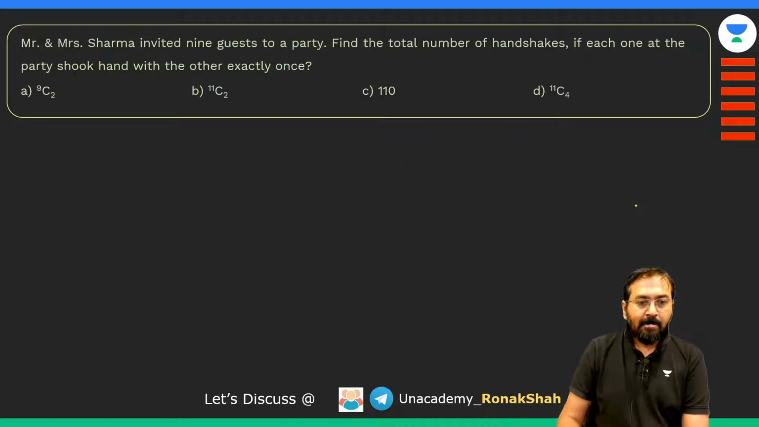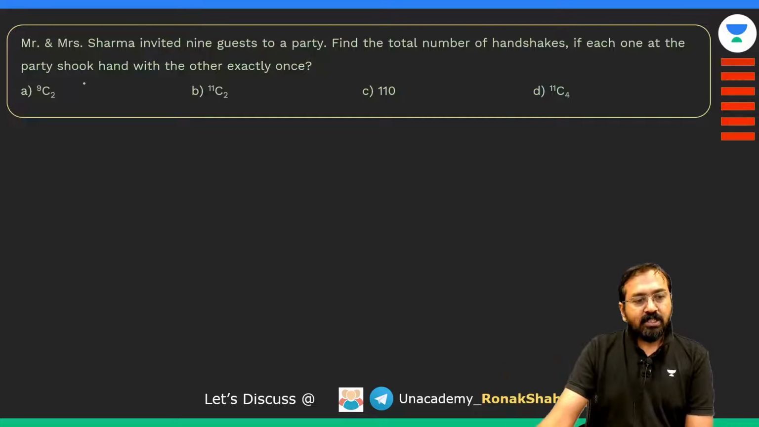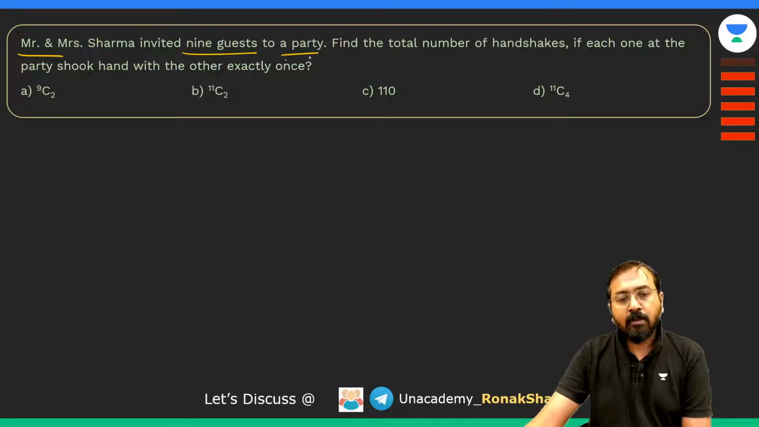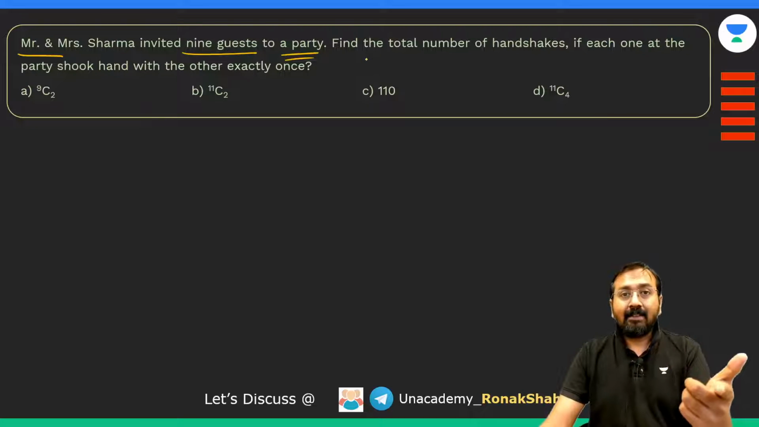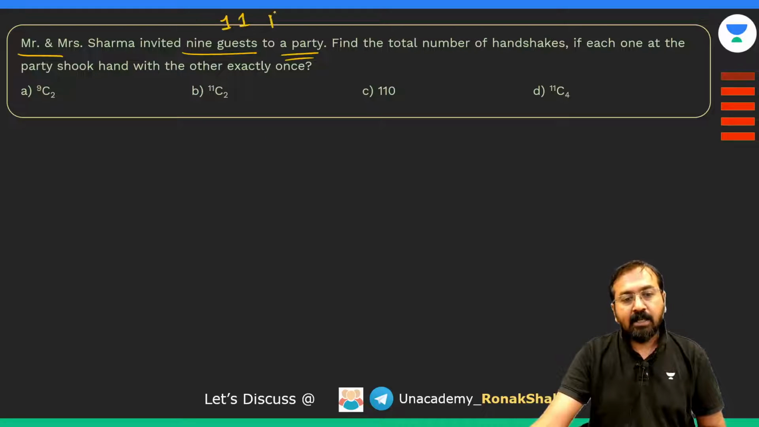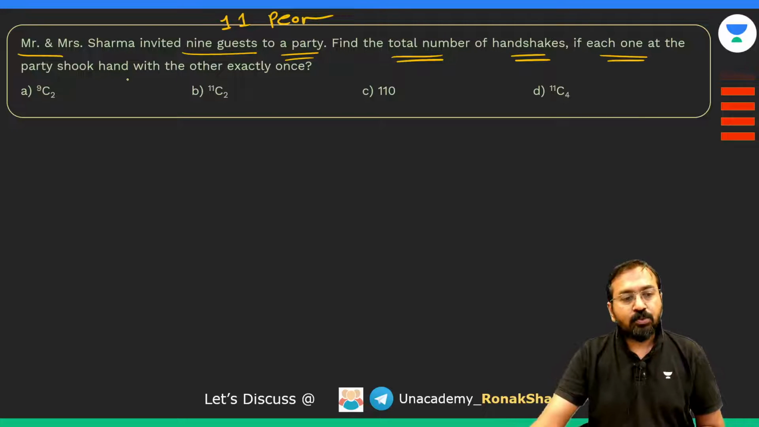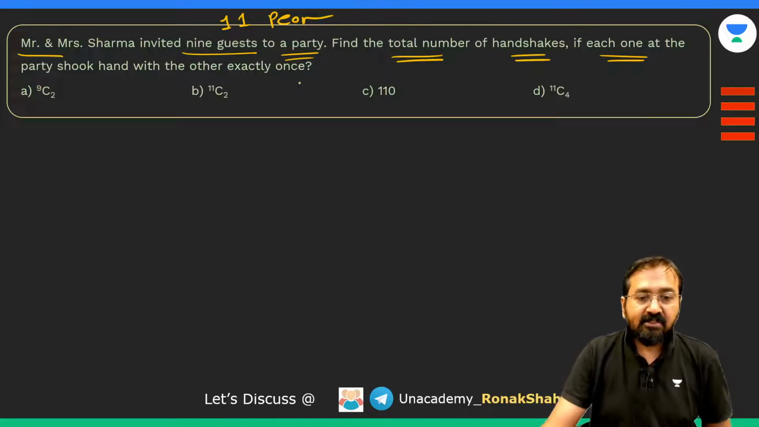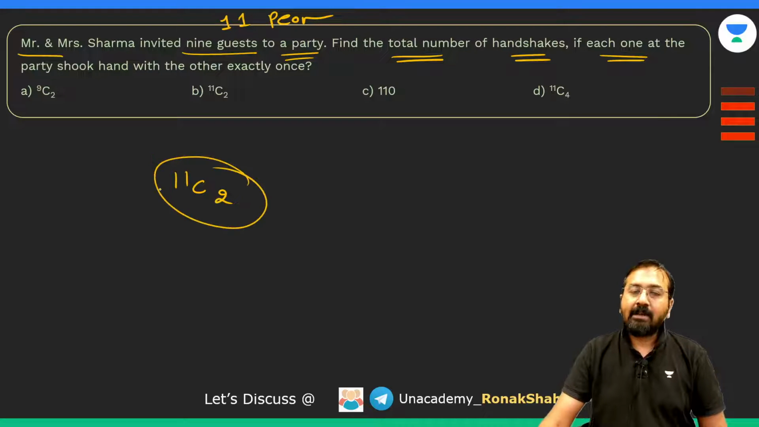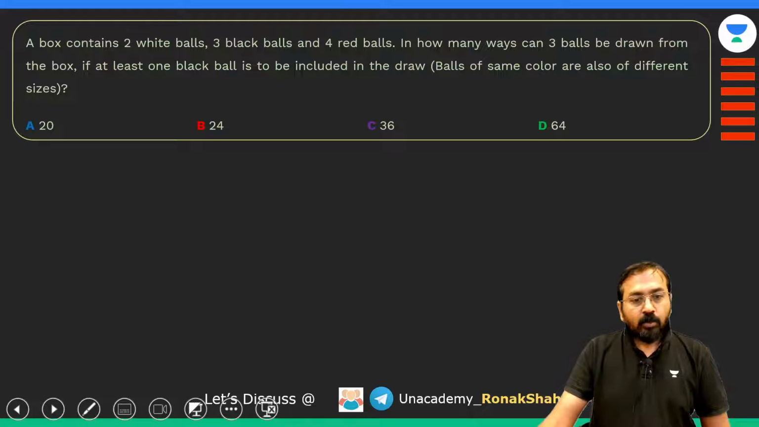Simple question. Similarly, look at this question, a very popular handshake question in combination. Mr. and Mrs. Sharma invited 9 guests to a party. So how many people are there at the party? 9 guests plus 2 hosts. There are a total of 11 people at the party. Find the total number of handshakes if each one shook hands with the others exactly once. So guys, a handshake is a combination of 2 people. So out of 11, 2 people can be selected in 11C2 ways. That's your answer.